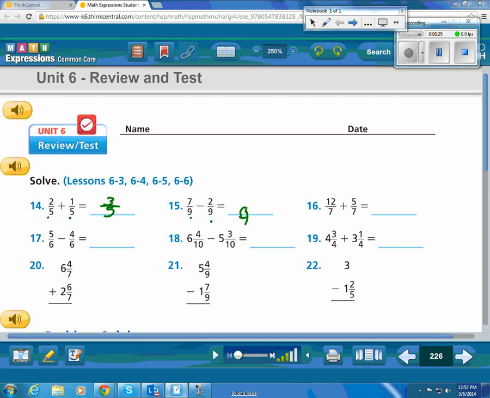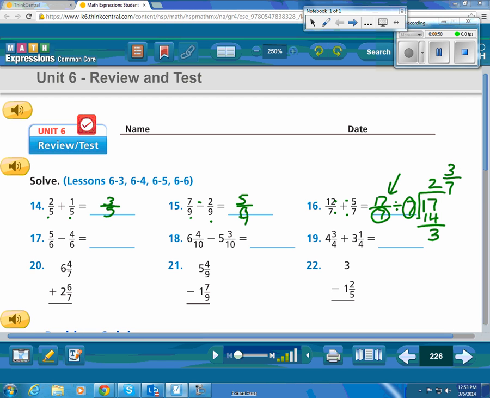Trying to write with my left hand. 7 minus 2 is 5. Okay, here, denominator, 7. 12 plus 5 is 17. Now I realize that my top is bigger than my bottom, so I have to say 17 divided by 7. 17 divided by 7 is 2 times 14. I have 3 left over. My denominator stays my denominator, stays my denominator. The 3 goes on top.